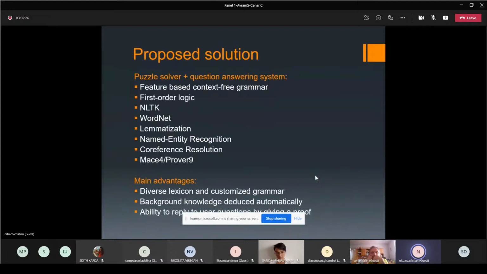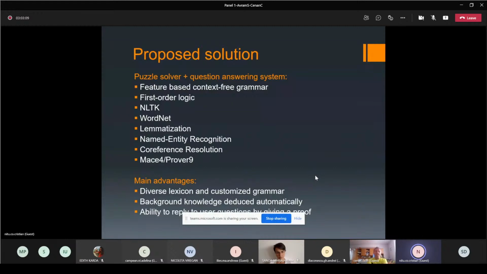My proposed solution for solving the puzzle is based on a feature-based context-free grammar for parsing the text. It is represented in a way that the system can understand, such as first-order logic. For this, I use the NLTK library too. WordNet and lemmatization are used to find the synonyms of the words from the puzzle to obtain a more diverse lexicon. Named entity recognition is used to find the names of the persons automatically, while coreference resolution helps to replace the pronouns with the name of the corresponding person, so that the system can understand better. Mace4 is used to find the solution of the puzzle.